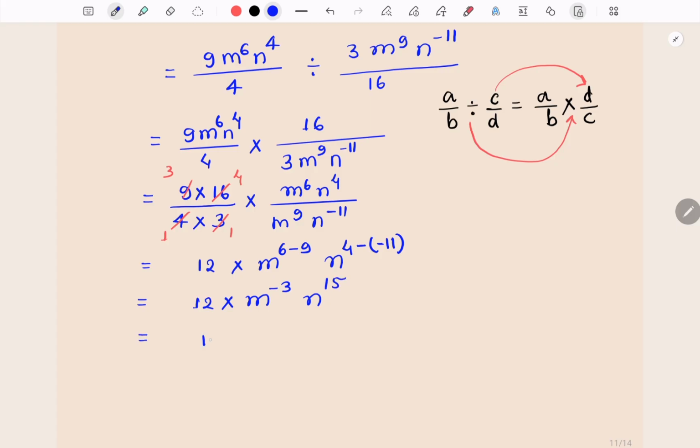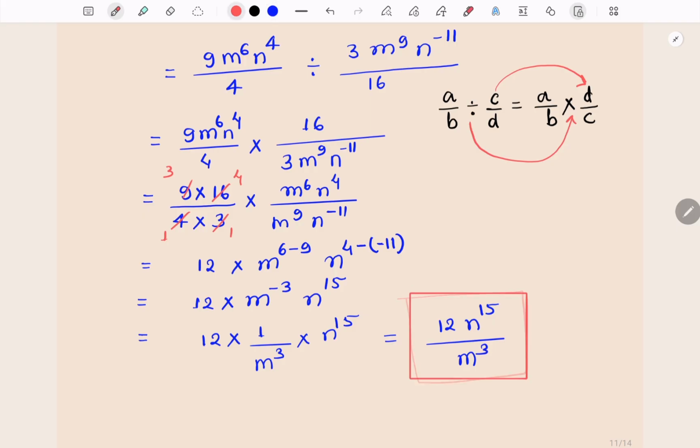Now that is 12 multiplied by m raised to the power negative 3 can be written as 1 over m raised to the power positive 3, and this is n raised to the power 15. So this is 12 n raised to the power 15 over m cubed. So this is the final answer for this question.